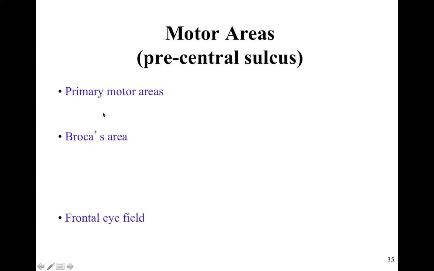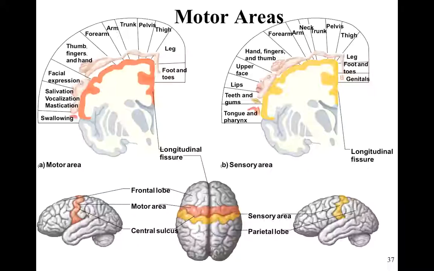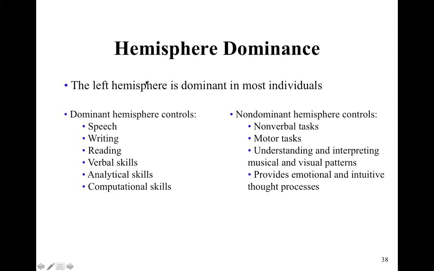Frontal lobes, we've got the primary motor areas, how we control the skeletal muscles. Broca's area is usually in the left hemisphere, and it controls the muscles that we need to cause speech to happen. Frontal eye field is above the Broca's area, and it controls the voluntary movement of eyes and eyelids. So there's that motor area. Same picture, we already talked about this.